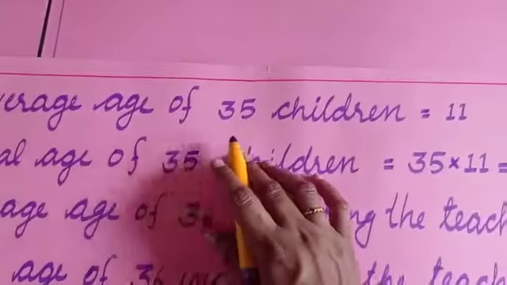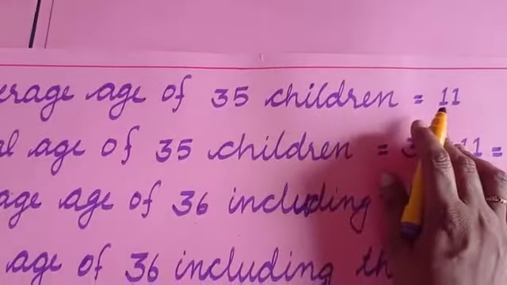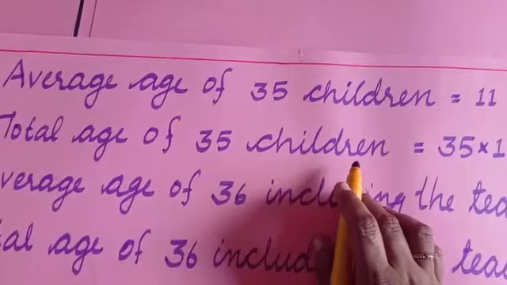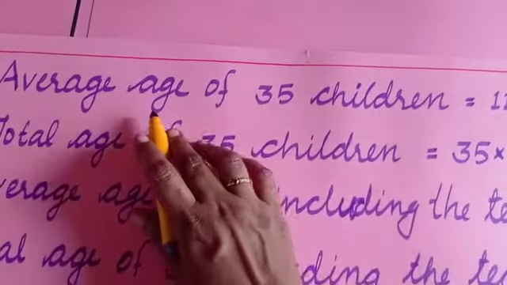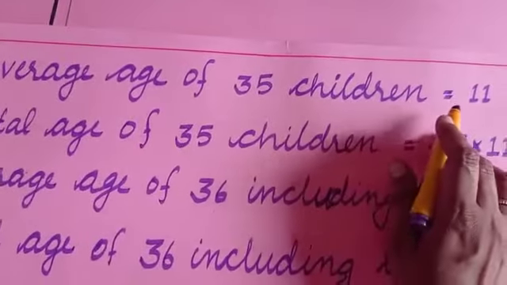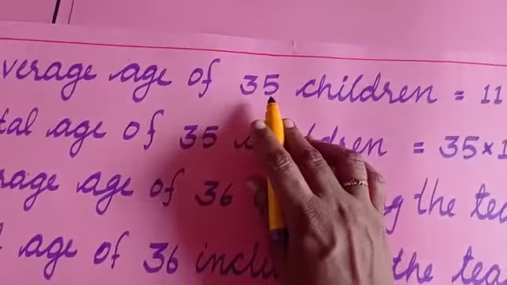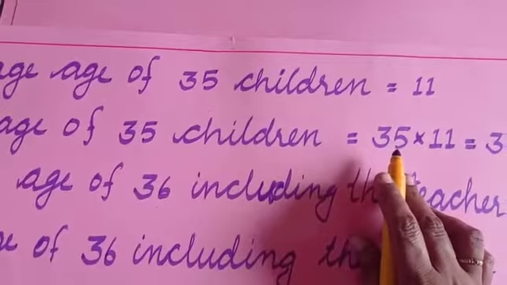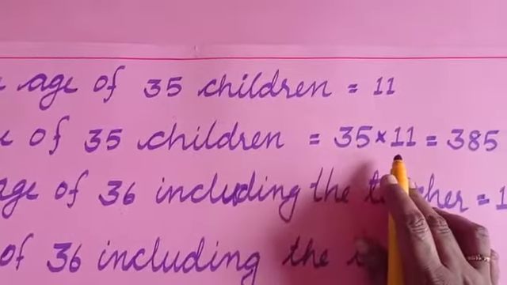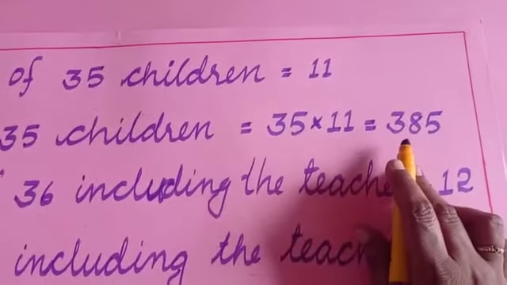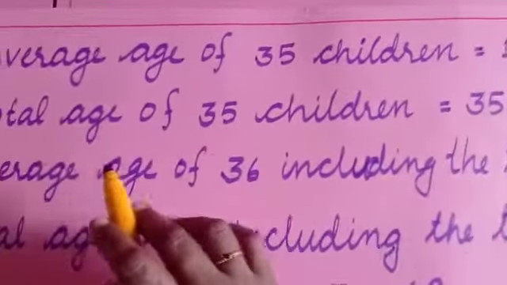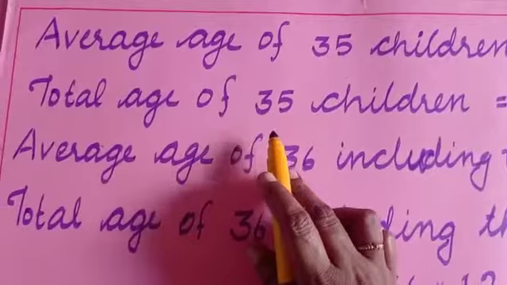Here the average age of 35 children is 11. Then the total age of 35 children can be calculated from this data. That is, average is known, number of children is known. From this, total age is equal to number of children into average. That is 35 into 11, 385. That is the total age of 35 children.